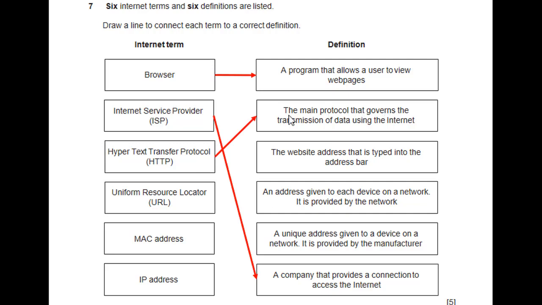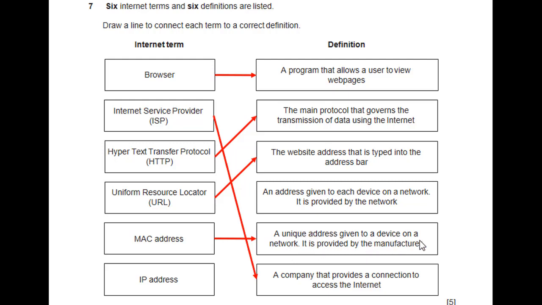HTTP is the main protocol that governs the transmission of data. If it said HTTPS, it's pretty much the same, but it governs the transmission of secure or encrypted data. A uniform resource locator is the web address that is typed into the address bar. So www.cambridgeschool.ro, www.bbcnews.co.uk. That's the URL.